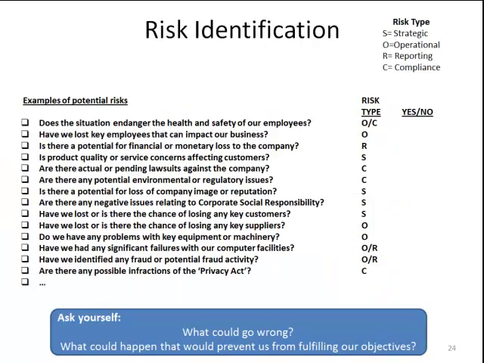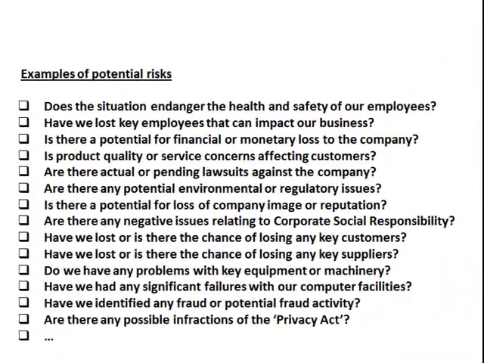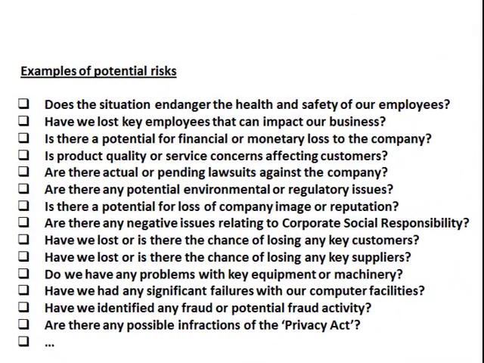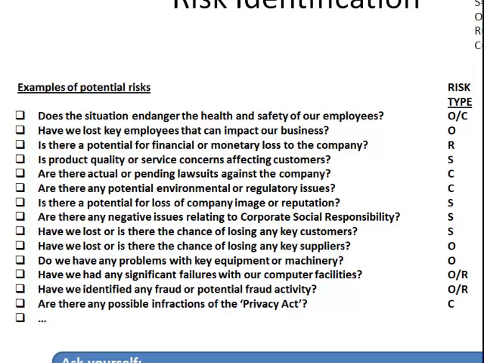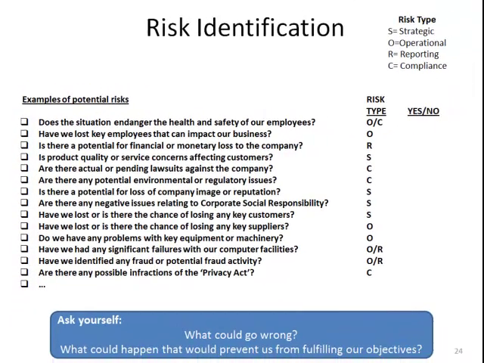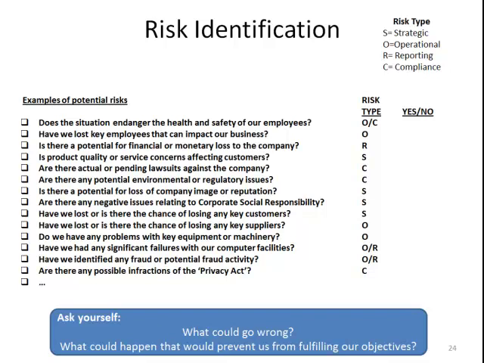You begin filling out a matrix like the one presented here, which, one, identifies the potential risk event, and secondly, classifies it according to the risk type. Now, risk may cover more than one category of objective, as we've already discussed. The list should be exhaustive and may require broad consultation.